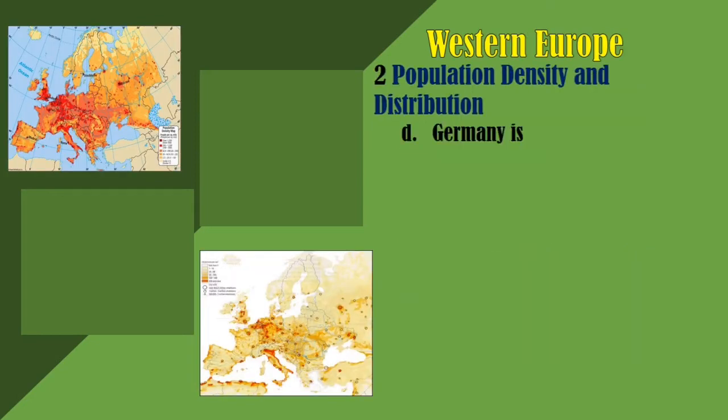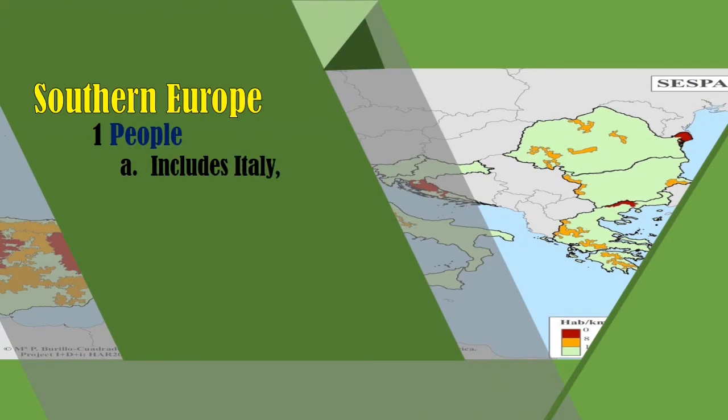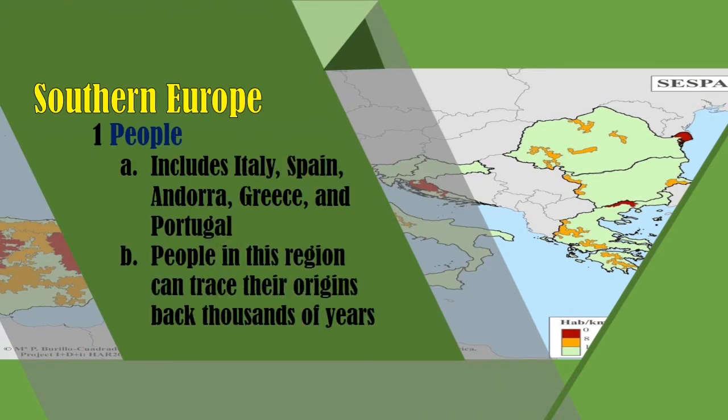On the other hand, Germany is the most populated country in Europe with over 80 million people, while Western Europe is highly urbanized with many large cities, with Paris being one of the most important politically and culturally. Now let's move to Southern Europe. This includes countries like Italy, Spain, Andorra, Greece, and Portugal.